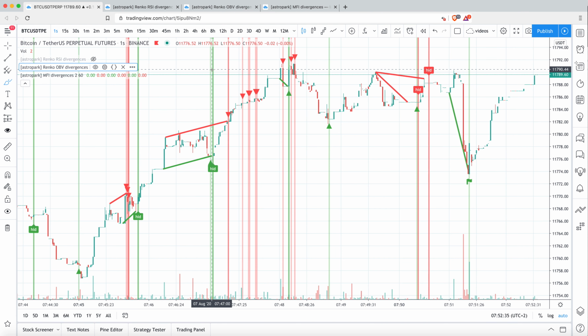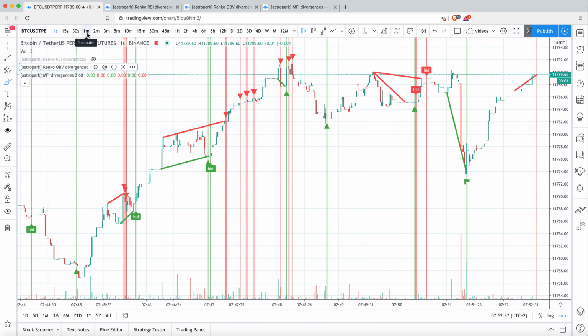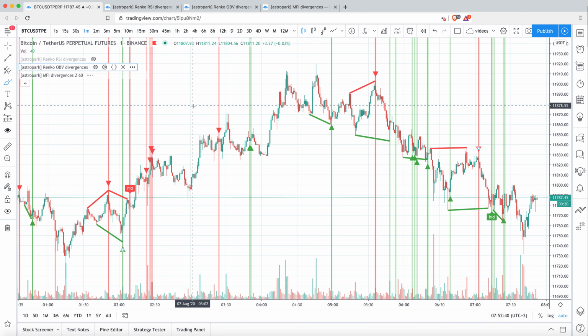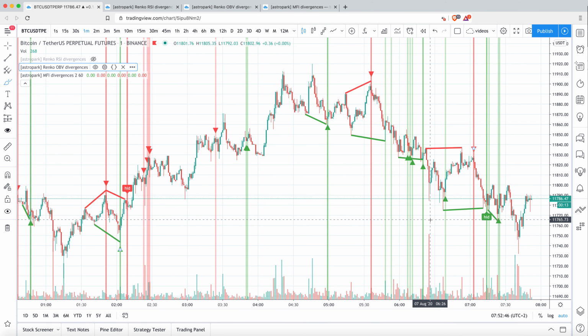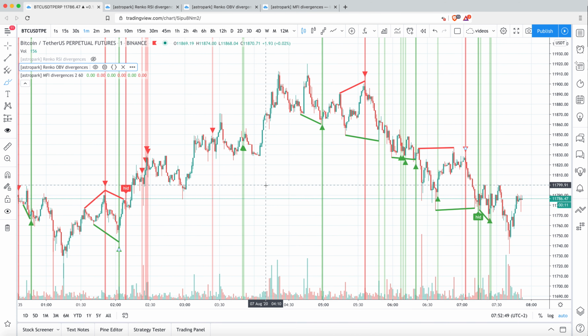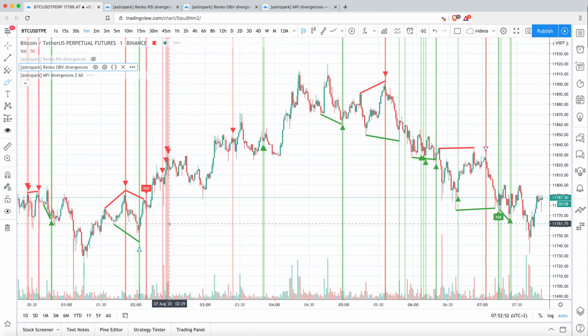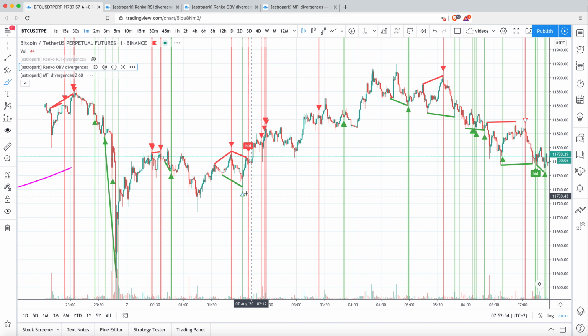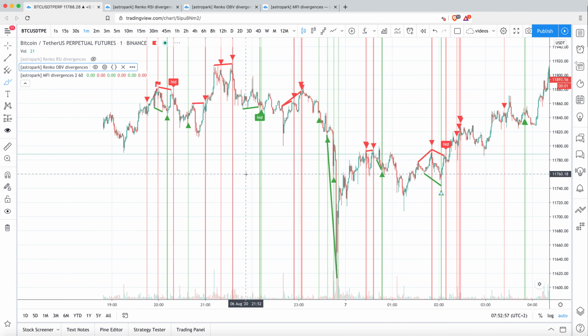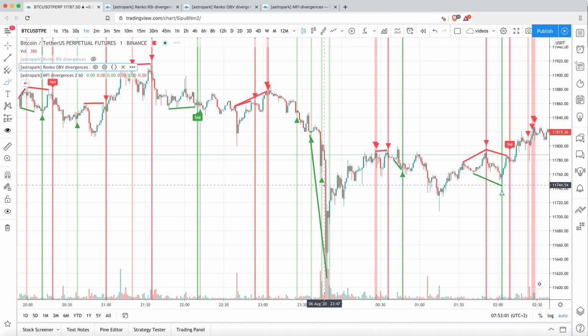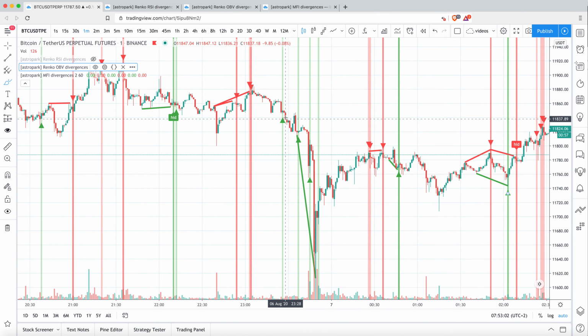I don't suggest using this on 1 second, of course. Nor on 1 minute. I mean, it works too, but you must be fast, and you must set a stop loss. Again, please don't lose your account. Don't be blind. Just here, for example, you see the bullish divergence, but price is dropping.